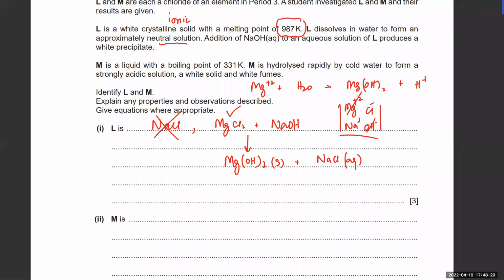Those are the only two. And PCl3. It hydrolyzes rapidly in cold water to form a strongly acidic solution, a white solid, and white fumes. Now, PCl3 does not do that. It doesn't form a white solid. SiCl4 does.